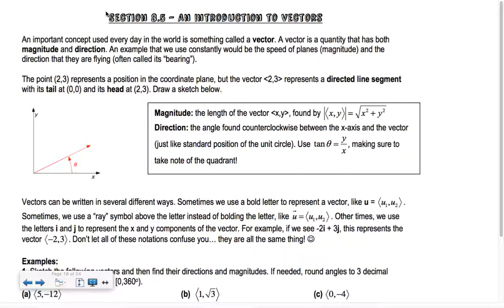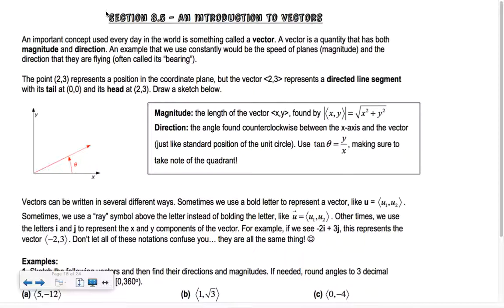You also do a lot with vectors in pre-calculus. So we don't deal with vectors in Algebra 2. So this is just kind of an introduction to something that you might see in your junior year or senior year. Okay, so it says vectors are an important concept used every day in the world. So a vector is a quantity that has both magnitude and direction. So magnitude is like a length, and direction is like the angle that it's pointing in.